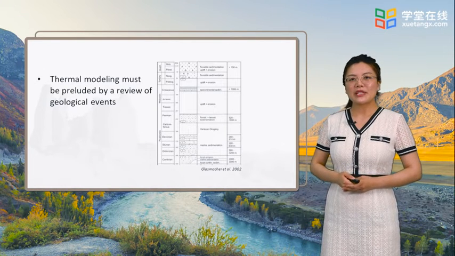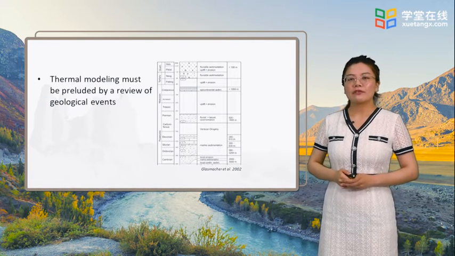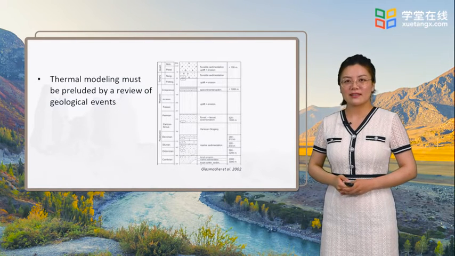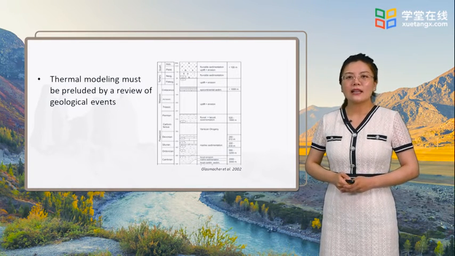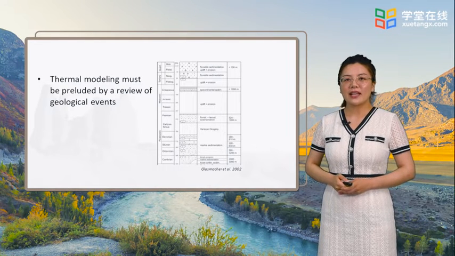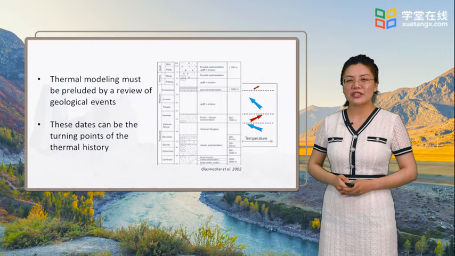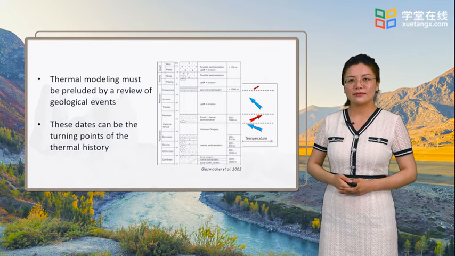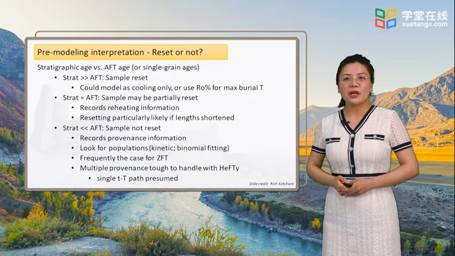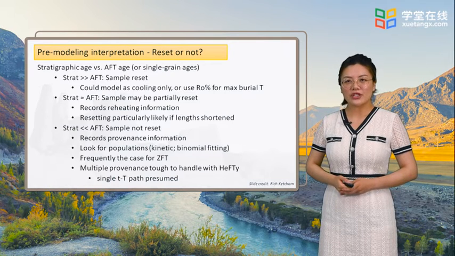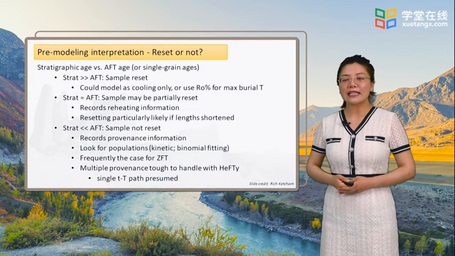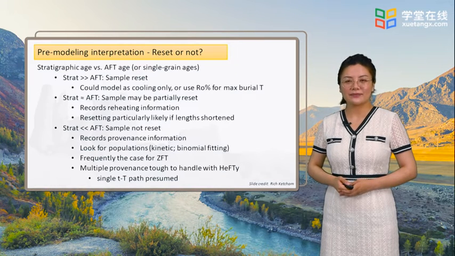Thermal modeling must be preluded by a review of geological events and their thermal consequences. These dates can be the turning point of the thermal history and thus temperature constraints of the modeling. In these slides, we show the relationship between the stratigraphic age and apatite fission track age, and how to analyze and interpret this age data.